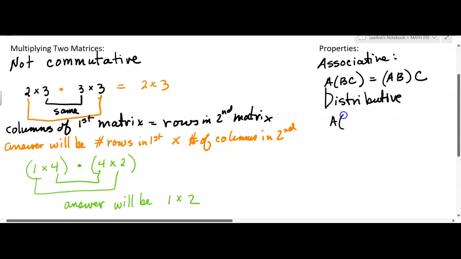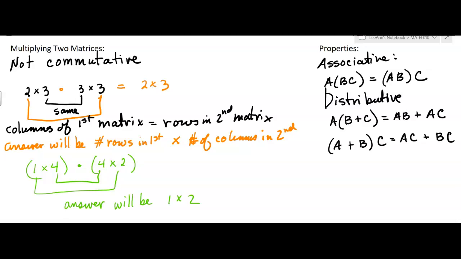So if you have A times B plus C, that equals AB plus AC. And then you can do it the other way. If you have A plus B times C, that's going to equal AC plus BC. Now it's important that we write those both out because multiplication is not commutative. Okay, so you have to do them in that order.